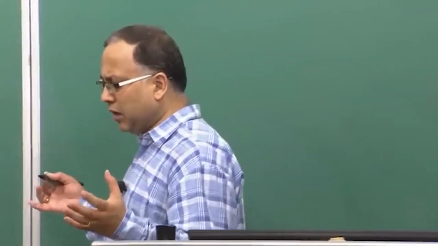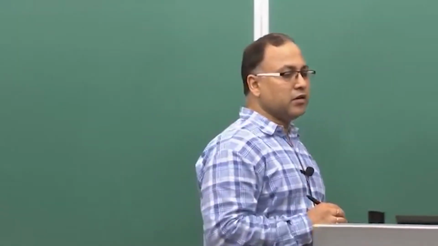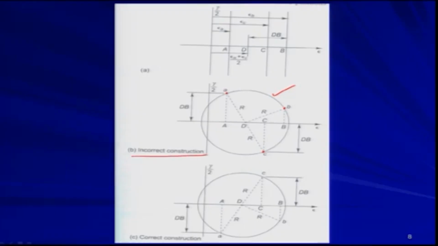Now, once you construct this Mohr circle, you will get the information about other strain components, epsilon x, epsilon y, gamma xy, or for any arbitrary coordinate system. The strain components are obtained from this Mohr circle. But in the last lecture we were talking about whether this construction is correct or not, and I said this is an incorrect construction. Now, why is it incorrect? Let's discuss that.